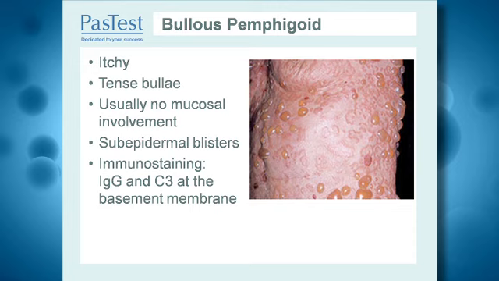Now typically patients with bullous pemphigoid are itchy, and that's different to patients with other autoimmune blistering disorders like pemphigus vulgaris. In bullous pemphigoid, they may be itchy for sometimes months before the onset of the rash.